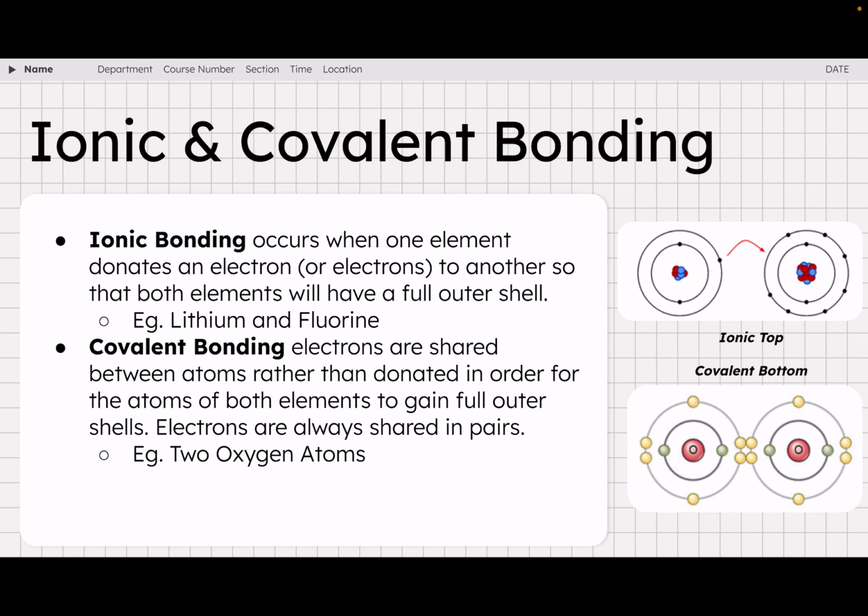Electrons are always shared in pairs. I think you can tell by this diagram easily. You don't just share 1 electron, it's always 2. An example is oxygen atoms, shown here. Usually if they're the same 2 atoms being covalently bonded, there's very little, if any, unequal sharing. But with 2 different atoms, like hydrogen and oxygen, that might cause an unequal sharing or distribution.